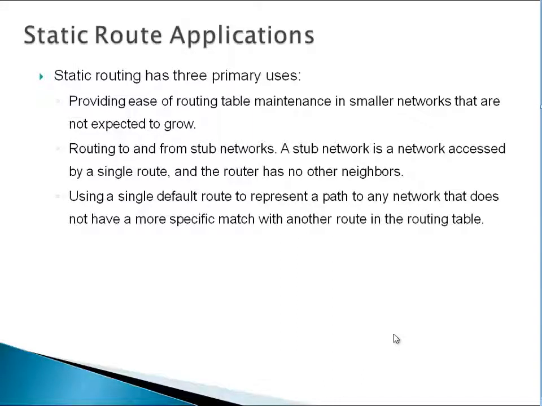Third, using a single default route to represent the path to any network that does not have a more specific match with another route in the routing table. What this means is that we can use a default route. For example, if we don't know how to send data somewhere, we can just send it to the default route. For home users, the default route is our ISP. Anywhere we want to go on the internet, we first have to send it to our ISP. So we can create a default route pointing to our ISP.